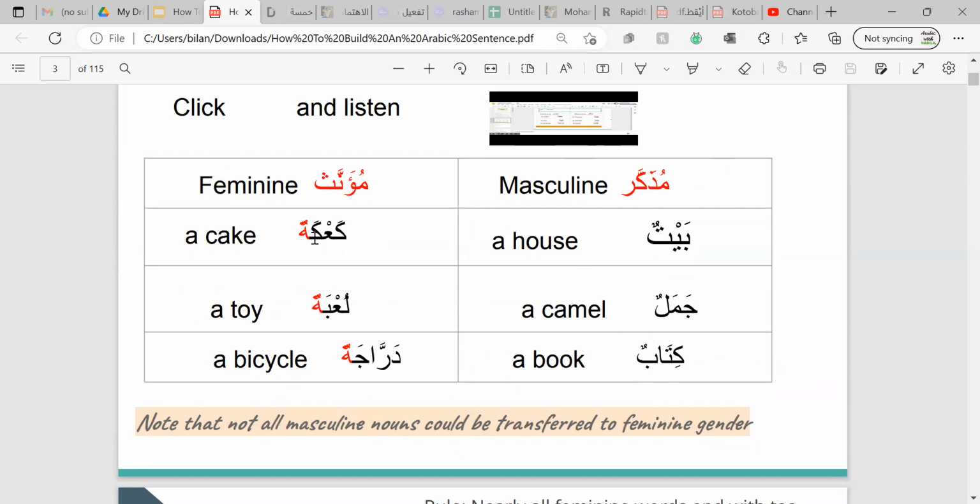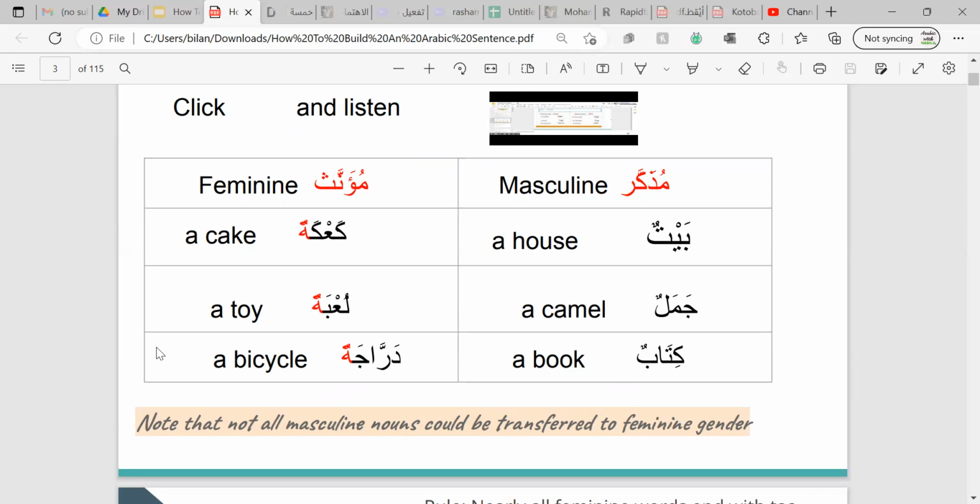So for feminine gender, in general, the feminine gender has a stamp, which is تاء مربوطة. So wherever you see تاء مربوطة, without any doubt, this is feminine gender. So كعكة, لعبة, دراجة.